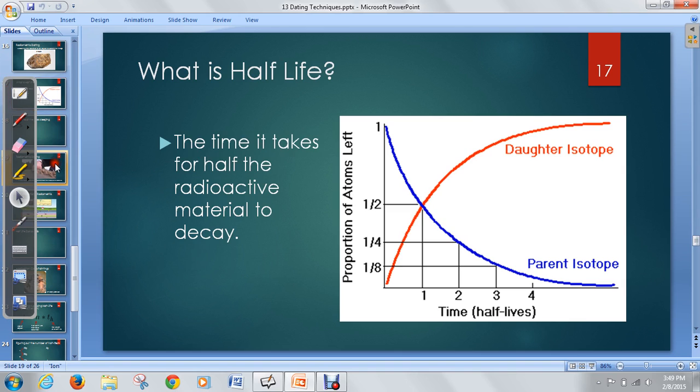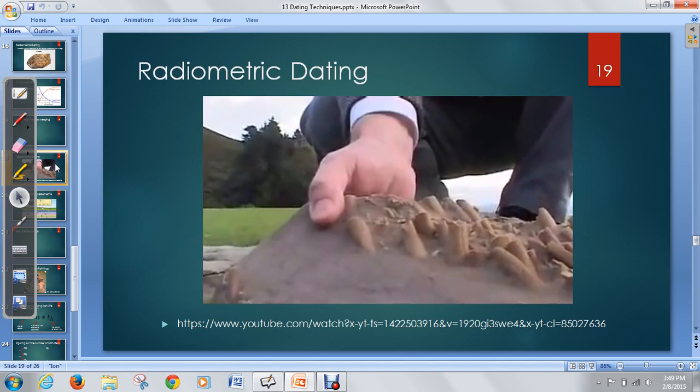We watched this video on YouTube about radiometric dating. This guy in New Zealand takes a rock sample and shows you how they take those minerals, the zircon and things like that, and separate the radioactive material from the non-radioactive material. If you watch that video, you'll see them use that machine and process to separate the two so they can determine how old it is.